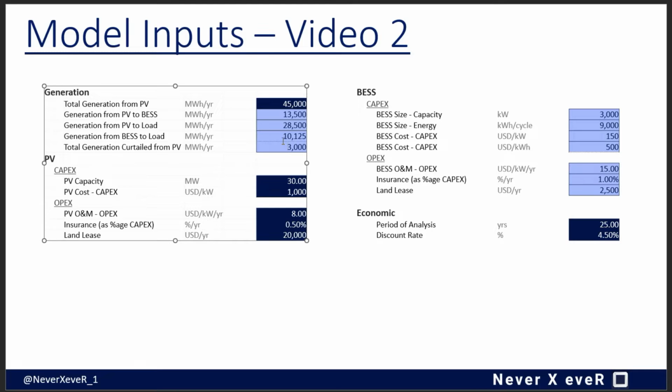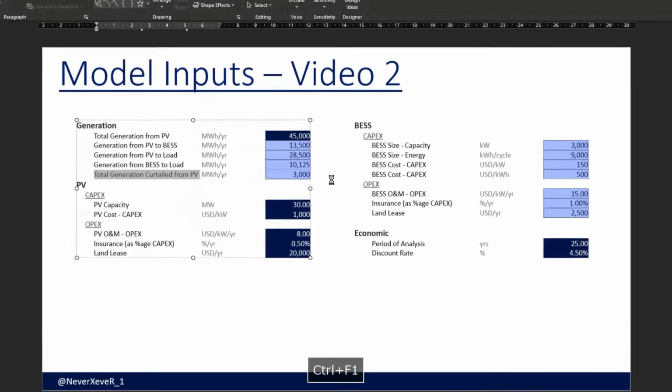And we're going to see what's interesting here, because as you can see, there is some inefficiency in the system. In this particular case, the battery has a 75% efficiency, meaning that for every kilowatt that is used to charge the unit, it delivers 0.75 of that. And I also added here some curtailment from the PV. I added about 3,000 megawatt hours per year as curtailment.